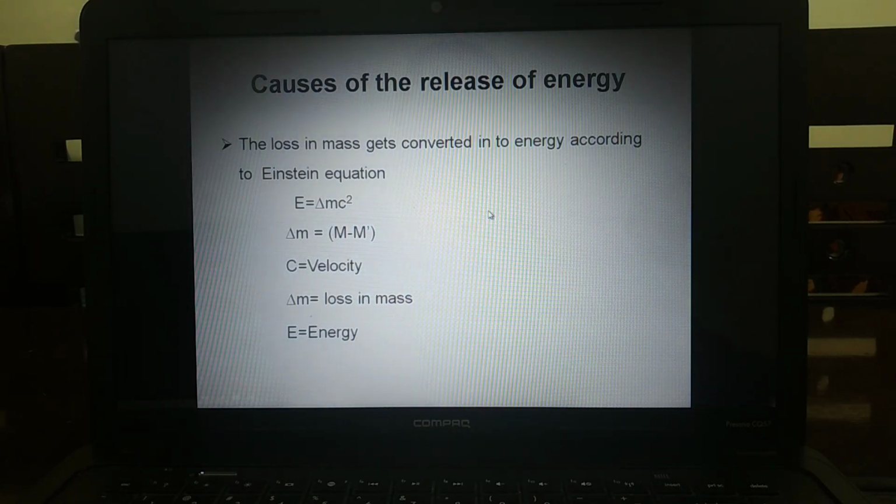Causes of the release of energy. The energy changes associated with nuclear reactions are about millions of times more than those associated with chemical reactions. These are determined by Einstein's mass-energy equation, E equals delta m c squared, where delta m equals m minus m dash.